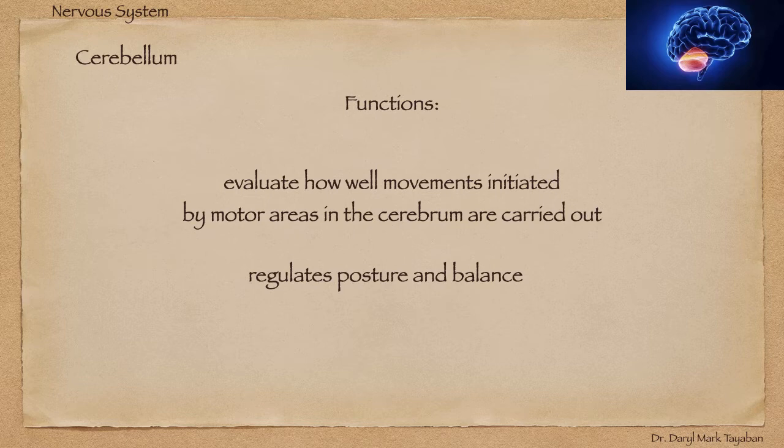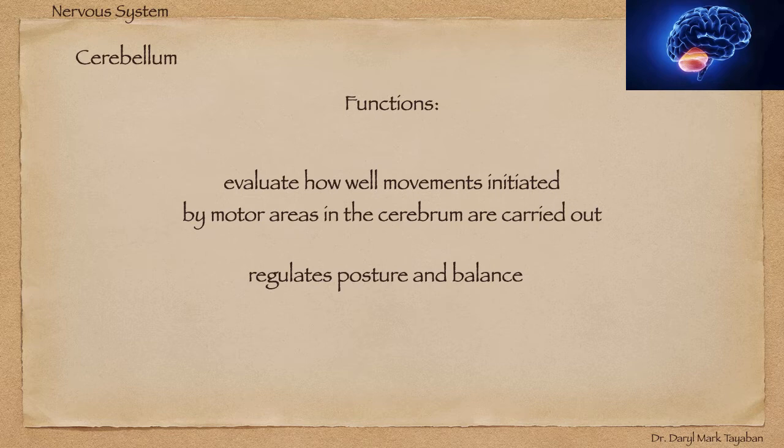Then the feedback signal helps to correct errors, smoothens the movement, and coordinates the complex sequences of skeletal muscle contractions. That's why if you have problems with the cerebellum, later we'll talk about ataxia, a problem with the coordination of our movement. Also, the cerebellum is the main brain region that regulates posture and balance.